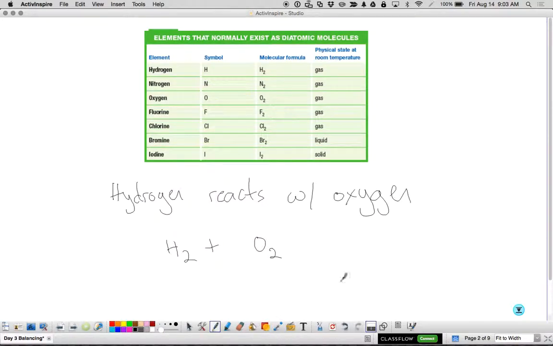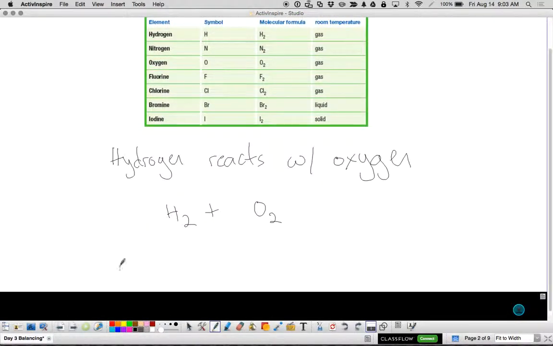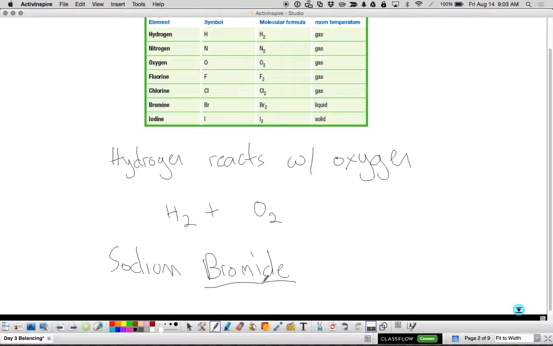Now, the thing that people get confused about after I say this is, let's say that I say something like sodium bromide. People seem to think, well, I have bromine, so that's Br2. Well, no, this is an ionic compound. So this is NaBr, because I know that bromide has a charge of -1 and sodium has a charge of +1, and I only need 1 to balance the charge. You only use these as diatomic molecules if they're by themselves, not part of a compound, just by themselves.